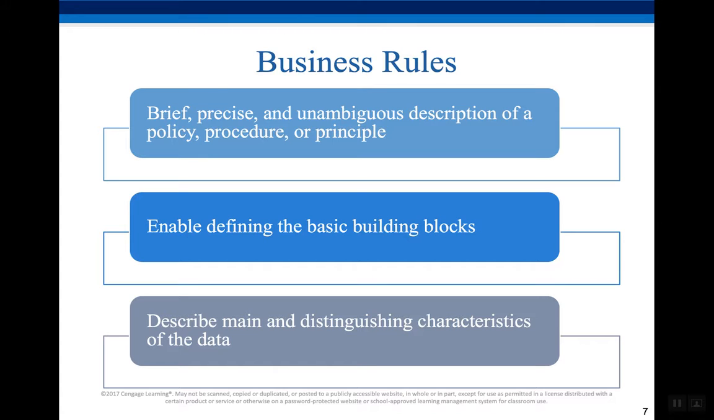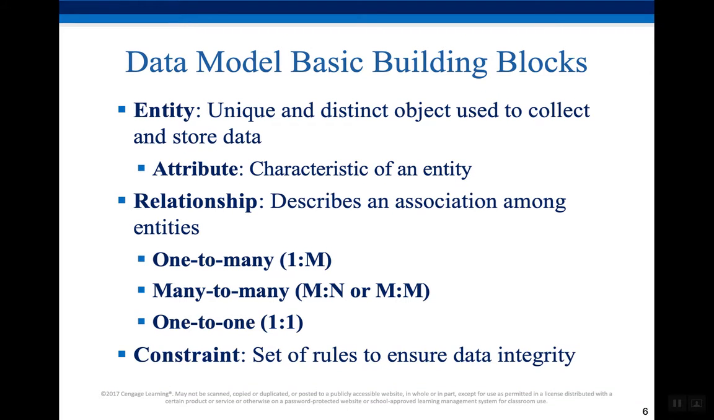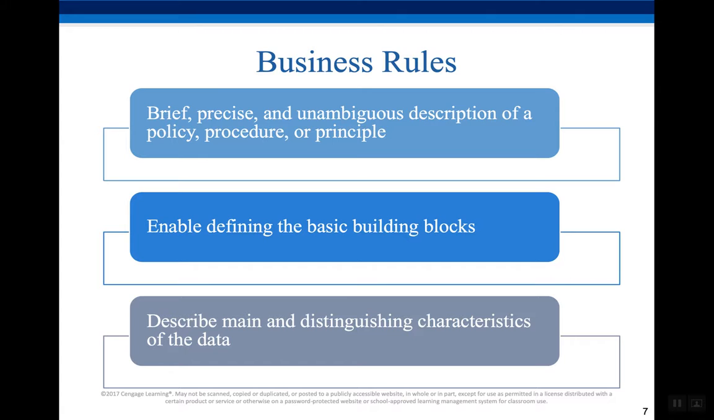Defining the basic building blocks. Once again, as we talk about this, these are basic building blocks. And part of this, the relationship between the business rules and the data, is that it describes the main and distinguishing characteristics of the data associated with it. So it's part of the thing we use to define it. This idea of a constraint gives us a piece of it. Business rules give us another piece.